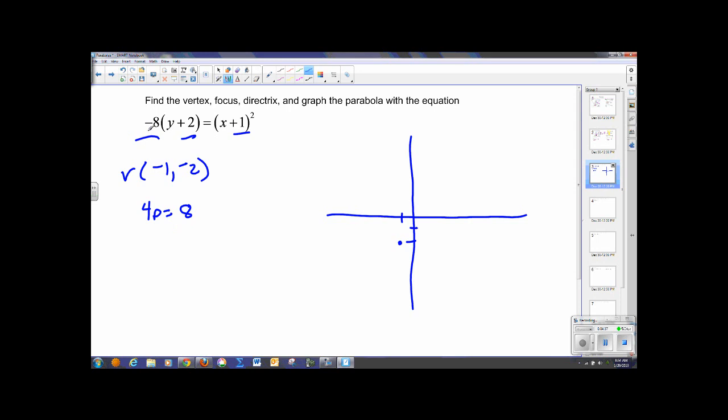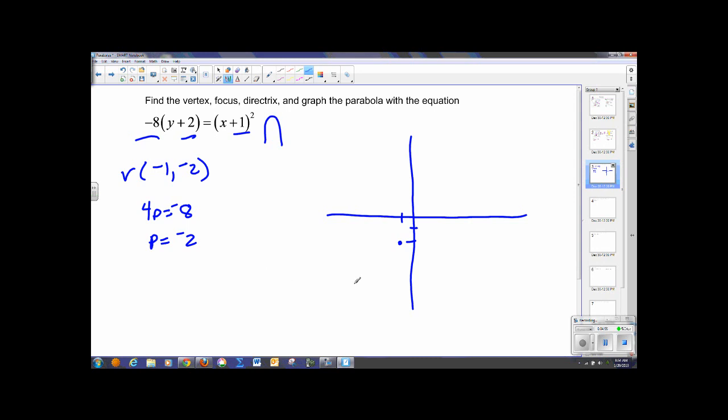This negative is going to tell us which way it opens. So if we want to include it, I guess we can do that. So p is equal to -2, which tells me that since my non-squared term is y, and I have a negative value, this is going to open down.